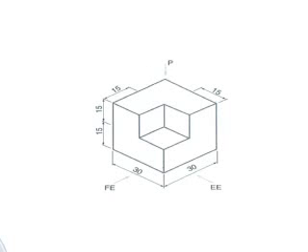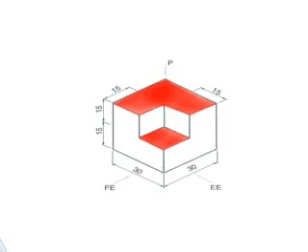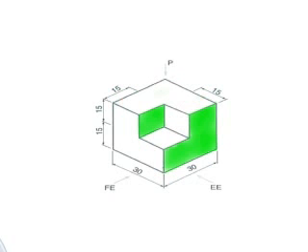Hi, in this video I'm going to show you how to draw the first angle orthographic projection of this isometric figure here. First, before we begin, we need to identify our front elevation, which is indicated in blue. Then this would be how our plan looks like, followed by the end elevation.